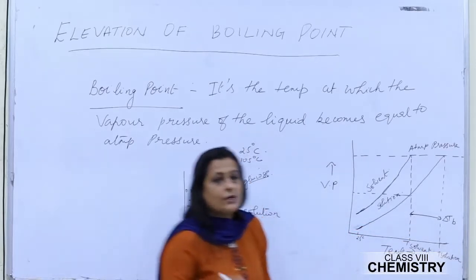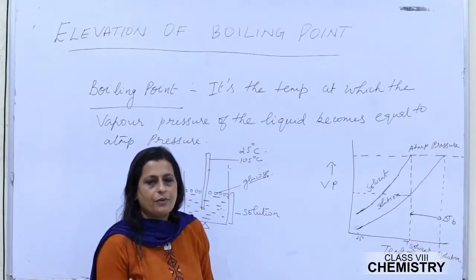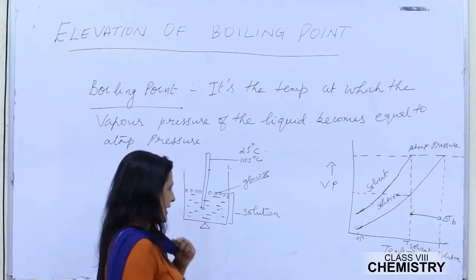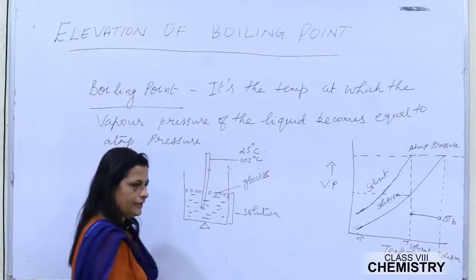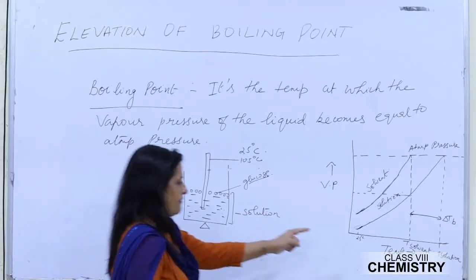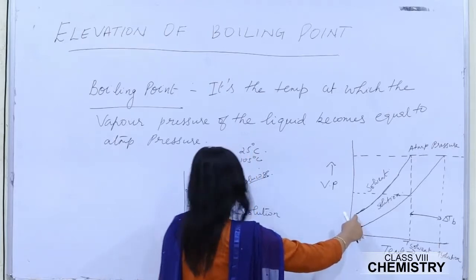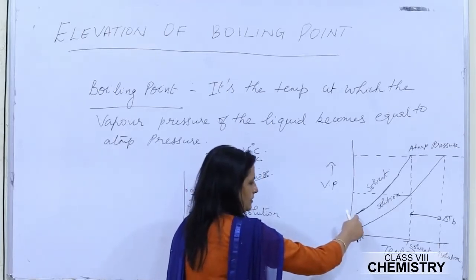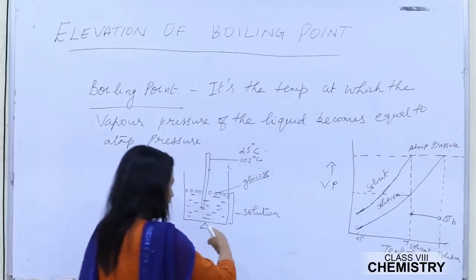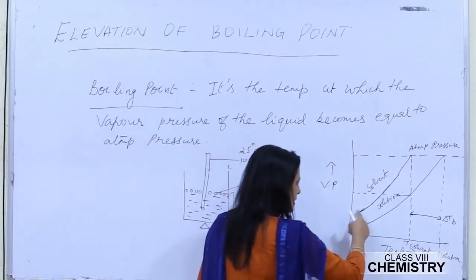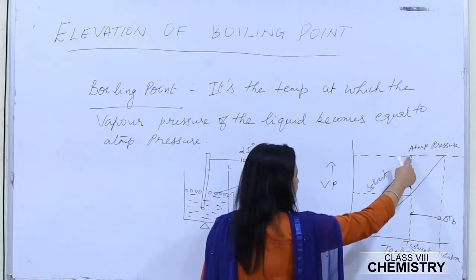So elevation in boiling point, it's coming. Why? Because when you are adding non-volatile solute, the vapor pressure of the solution becomes less than the vapor pressure of the solvent. Once more, I'll explain it. First, we are taking a pure solvent, and you are placing a thermometer in it at room temperature, that is 25 degrees C. We are noting the vapor pressure of the solvent. Here we have taken water, and this point represents the initial vapor pressure of the solvent. Then we are supplying heat. So slowly the vapor pressure is increasing. It reaches up to a maximum, say 100 degrees C for water.